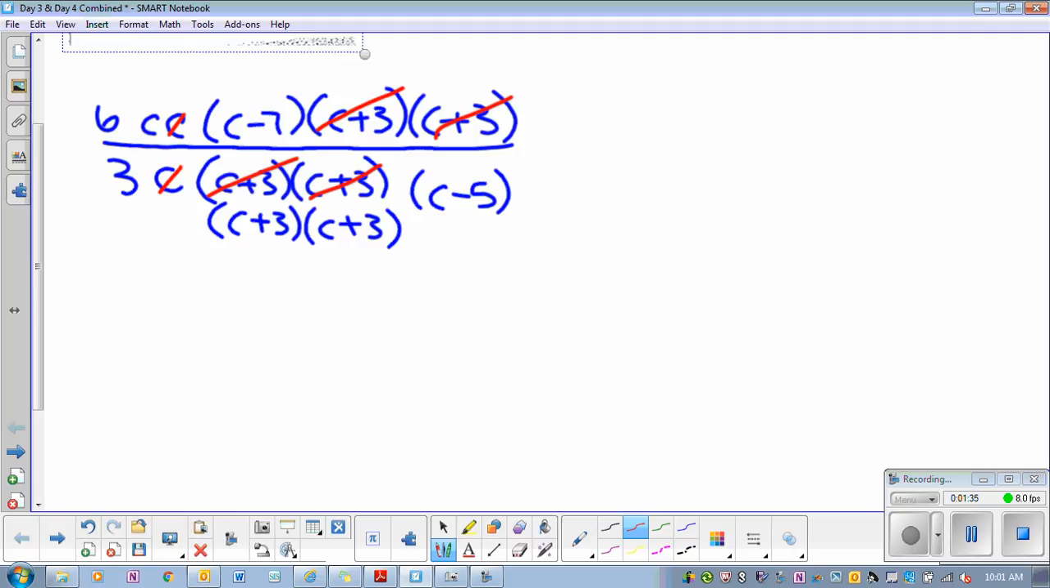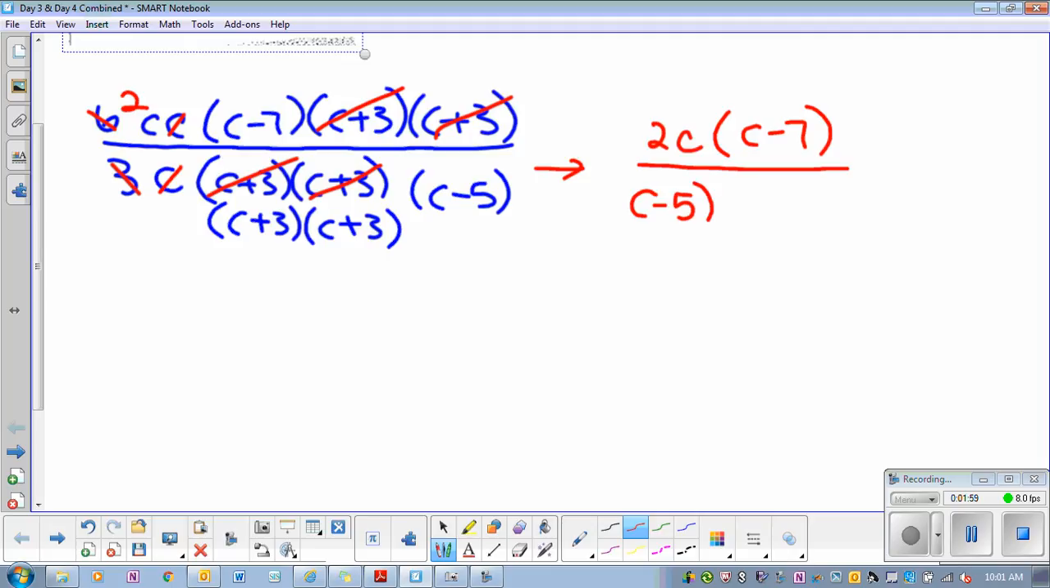Anything else? Nothing that you can cross out, but what about simplify? Good. 6 over 3 turns into what? 2. So then let's just clean this up. Let's rewrite it. Yeah? So we have 2c, c minus 7, all over c minus 5. And then how many c plus 3's do we have left over? So can I just put squared? Is that okay?